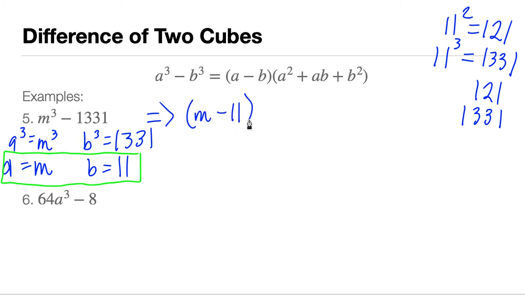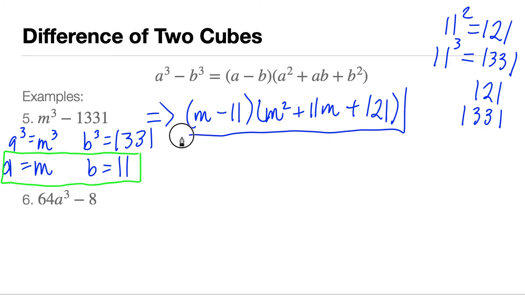M minus 11. And then square the m, that's going to give us m squared. Multiply m and b, so that's going to be m and 11 rather, 11m. And then square 11, this is the answer that we're looking for. That's 121. And this is our answer. Okay, so that's for number 5.